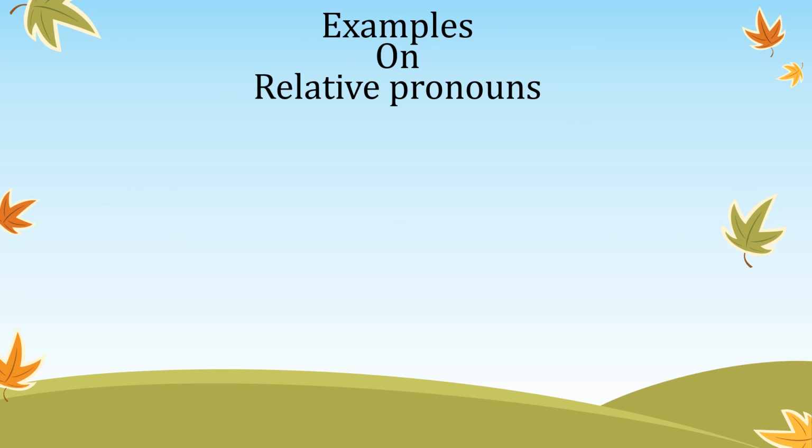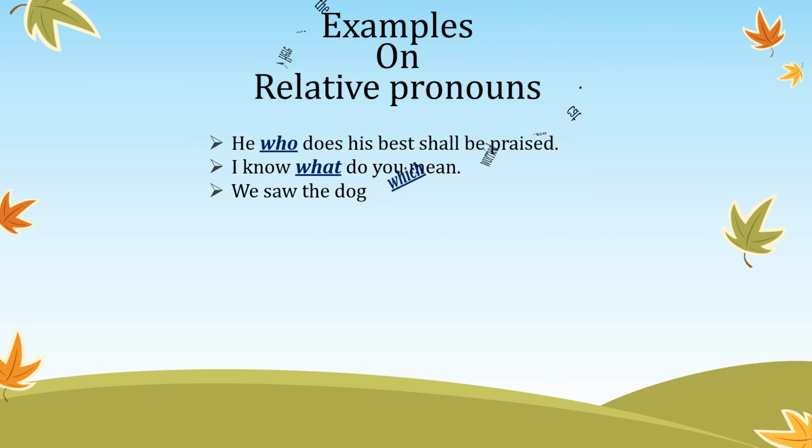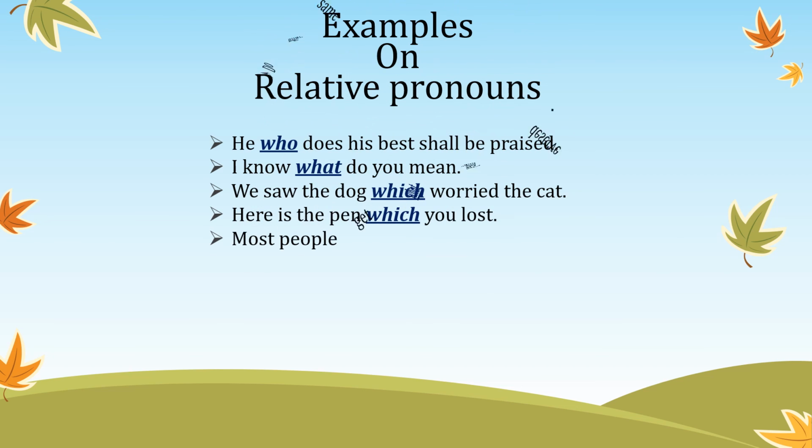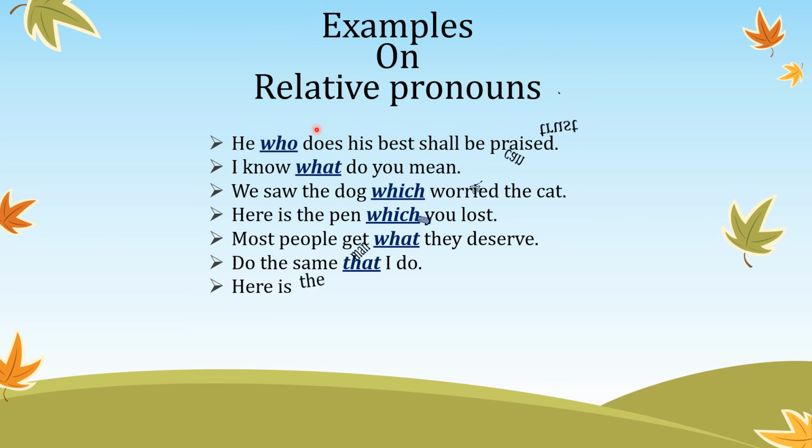Let us come to the examples on relative pronouns. The first one: he who does his best shall be praised. Here who is written as the subject is being focused. I know what you mean. So again, somewhere I am expressing towards a shortcut which I informed you about, some particular thing or concept I am speaking on. Hence it is what.